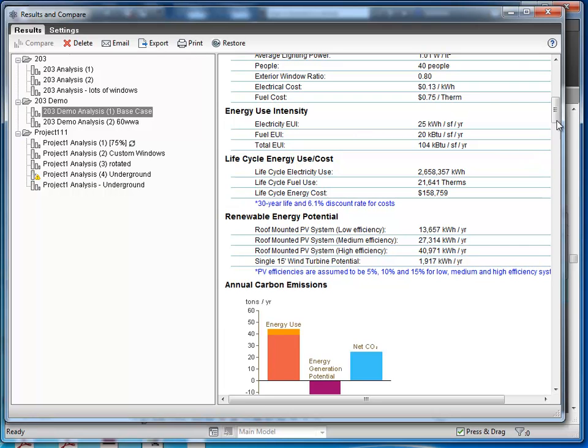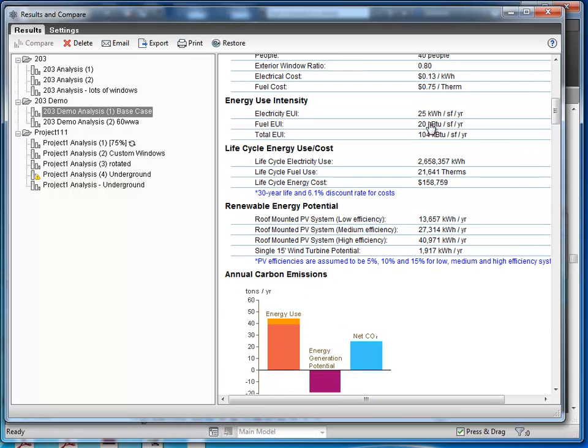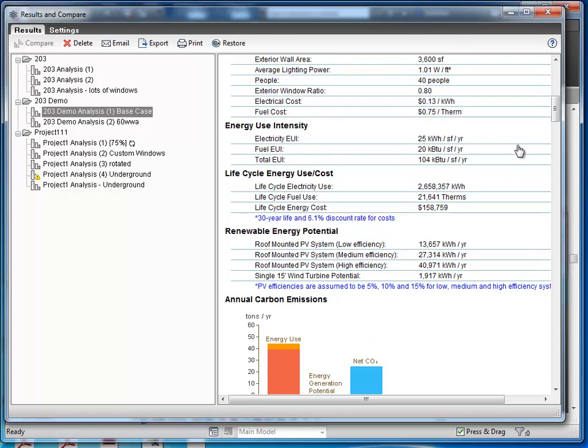Okay, so anyways, this is it. This is the main thing. Look at the total EUI, and compare your project to other people's projects or other designs. The other thing you want to look at is electricity versus fuel. So you notice we're using more electricity here than fuel, and that represents potentially that you have more cooling needs, because air conditioning usually uses electricity, heating usually uses fuel.